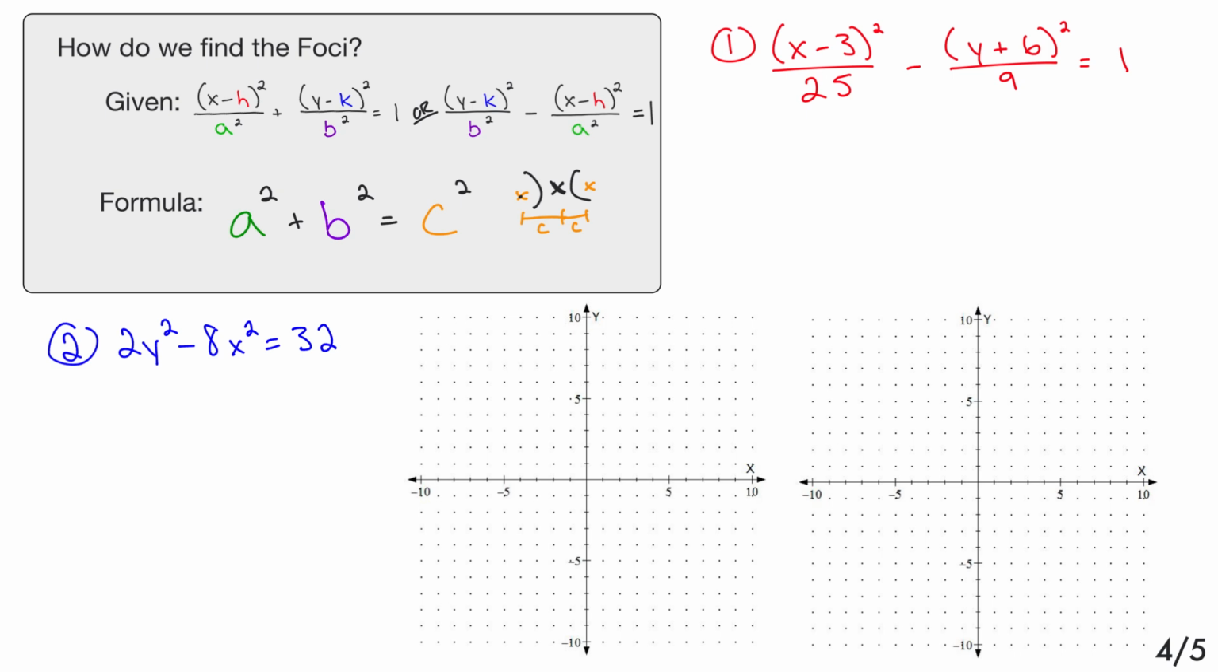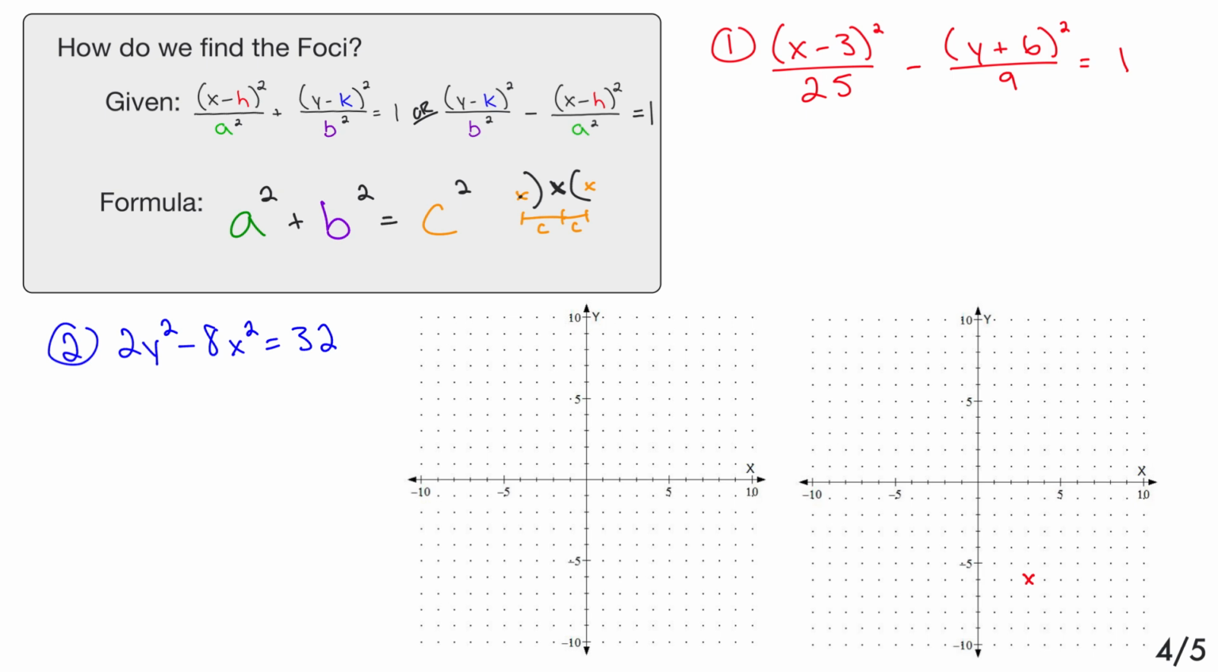So let's start with our first problem. Problem number one, I have the quantity of x minus 3 quantity squared divided by 25 minus the quantity of y plus 6 quantity squared, all divided by 9 is equal to 1. And I want to graph this thing. So let's start this off. I'm going to graph the center by going right 3 and down 6. 1, 2, 3 to the right, down 6. That's going to take me right there.